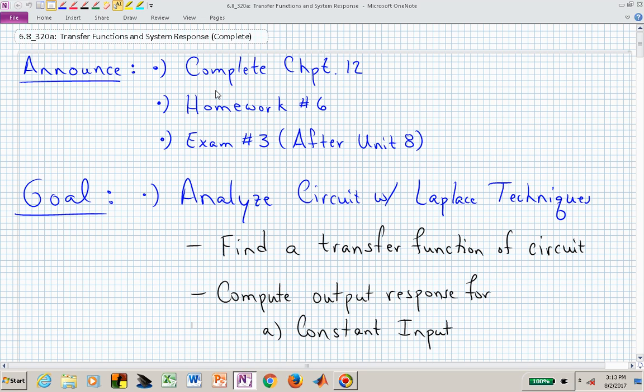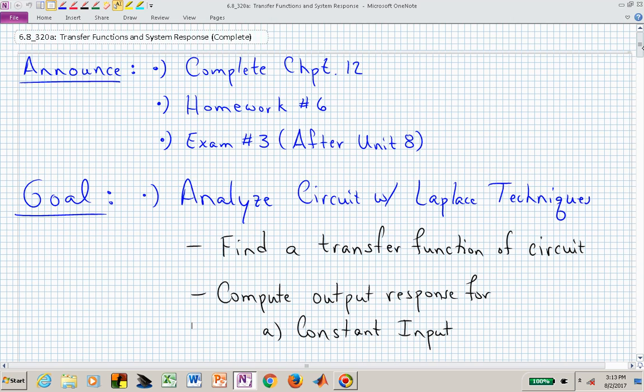Welcome back to ECE 320A. We're still in Unit 6, but this is getting near the end of Unit 6, so you should be well on your way to finishing up homework number 6. And you should now be completing Chapter 12, which is dealing with Laplace transforms.